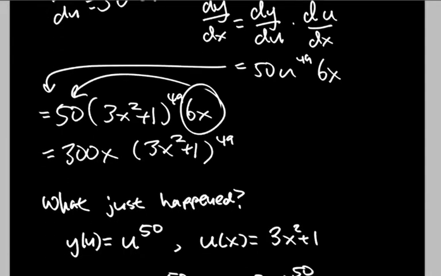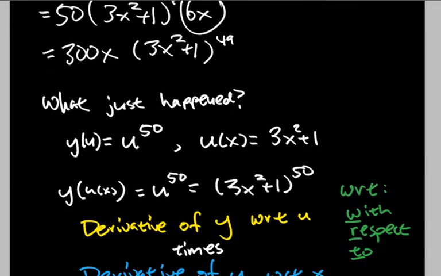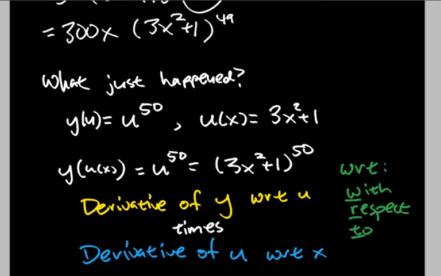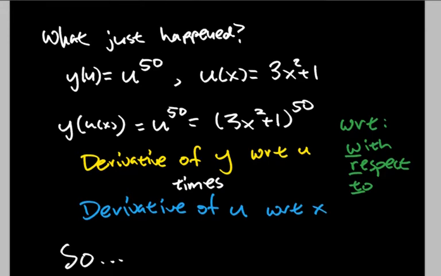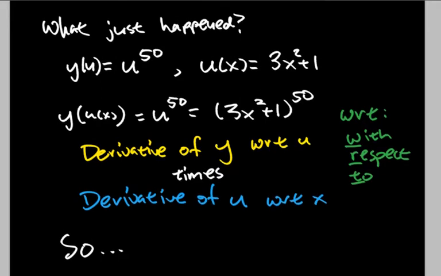And yeah, so let's think about what just happened. So we have y of u equals u to the 50, and u of x equals 3x squared plus 1. So what we get is y of u of x. So there's a function of x inside of the function that is inside of u. So what we took was the derivative of y with respect to u, and we multiplied it by the derivative of u with respect to x.